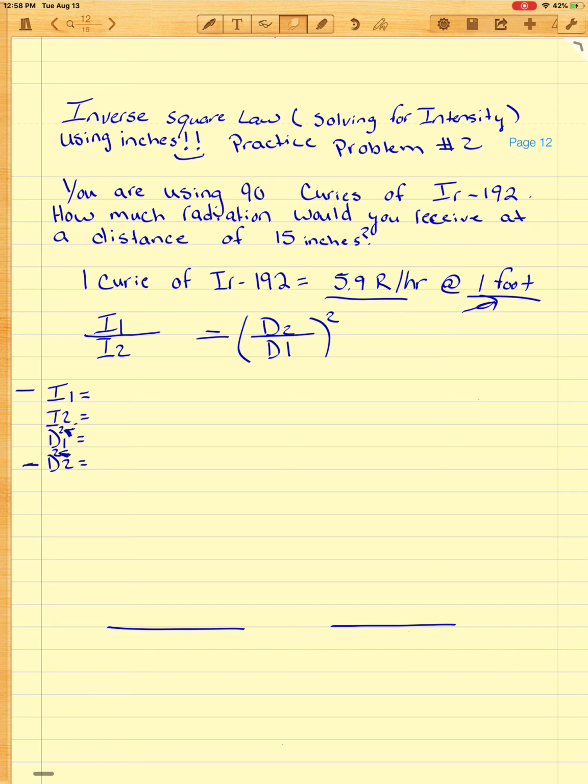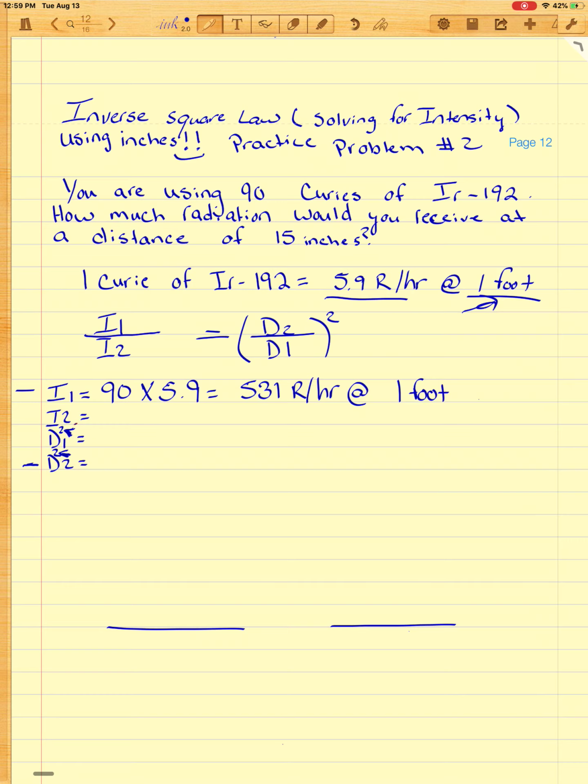Problem is, they're not asking us for feet, they're asking us for inches. So we can go ahead and fill in our intensity 1 at this point, which would be 90 times 5.9, and that would give us 531 R per hour at 1 foot.